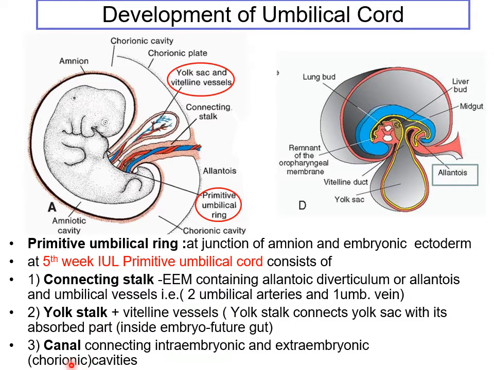And finally, the third thing is the canal. Canal means just a space. See this canal all around, which is just a canal connecting the chorionic cavity or extraembryonic coelom with the intraembryonic cavity. So that's just a canal. To repeat, the connecting stalk with all this mesoderm, allantois and umbilical vessels, the yolk stalk with the vitelline vessels, and the canal connecting the intraembryonic with the extraembryonic cavity. Is this okay?